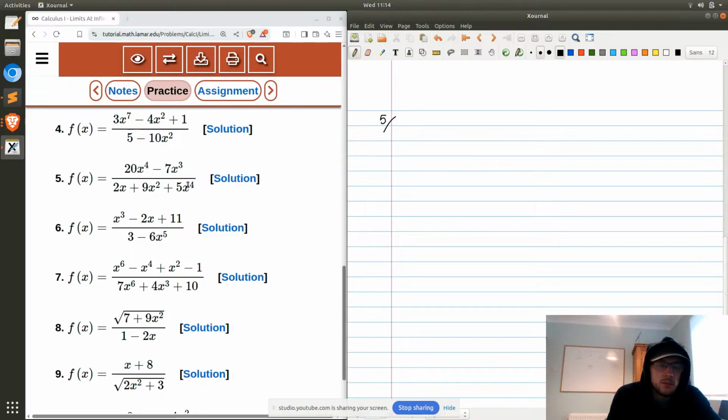Okay, so a 4th degree polynomial divided by another. And I can just straight away see that the limit is going to be 4.